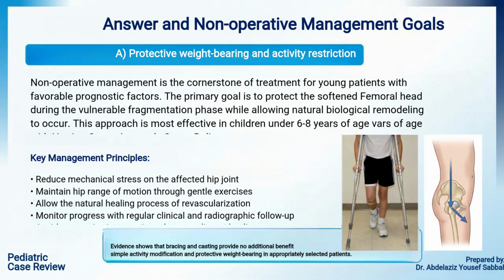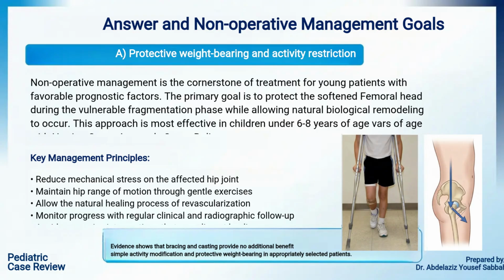Non-operative management is the cornerstone of treatment for young patients with favorable prognostic factors. The primary goal is to protect the softened femoral head during the vulnerable fragmentation phase while allowing natural biological remodeling to occur. This approach is most effective in children under 6 to 8 years of age with Herring Group A or early Group B disease.